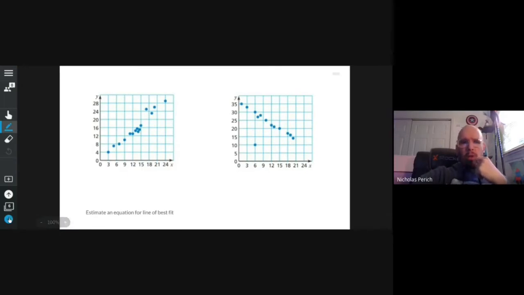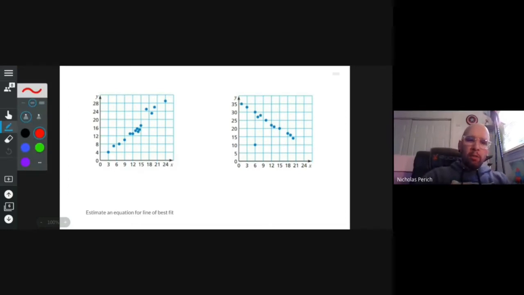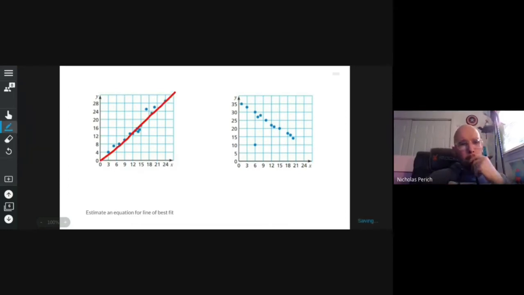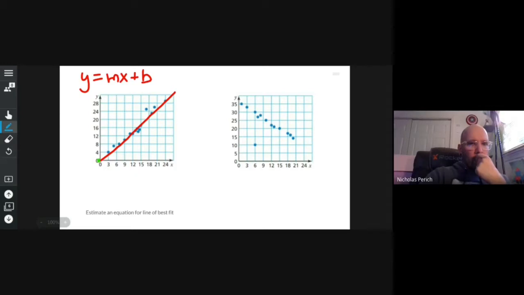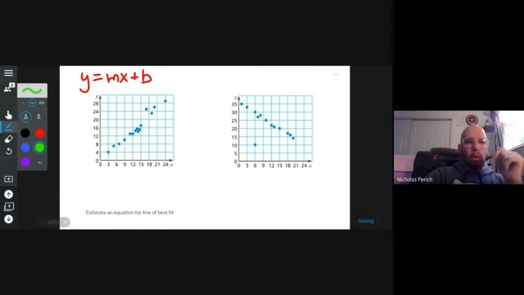Estimate an equation for line of best fit. Okay, let's do it again. I'm going to draw a line of best fit right there. I have y equals mx plus b. M is my slope, so I don't know. I could put a dot. Didn't really draw a good line here. I could put a dot here and a dot. Let me draw a better line. It's a shame that I actually can't draw lines on here. Can I? No.